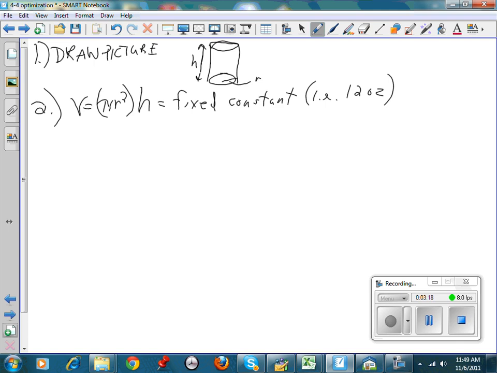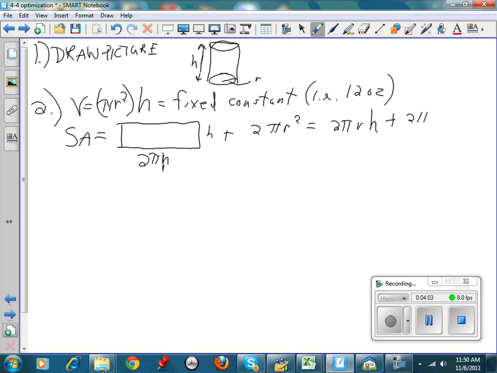Okay, and then, what's the other thing? Well, I have my surface area. That's the amount of aluminum I need. Surface area would be what? Well, if I cut the can and unroll it, the sides of the can are going to be height times 2 pi r, plus I've got the top and the bottom, which is going to be 2 times pi r squared. So what is the surface area again? That's an r down here, by the way. It's going to be 2 pi r h plus 2 pi r squared. That's going to be my surface area.